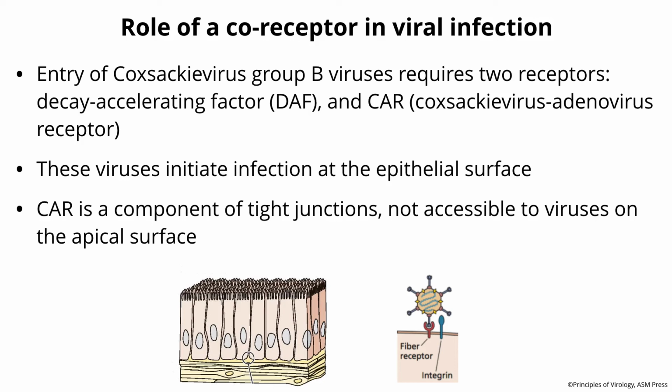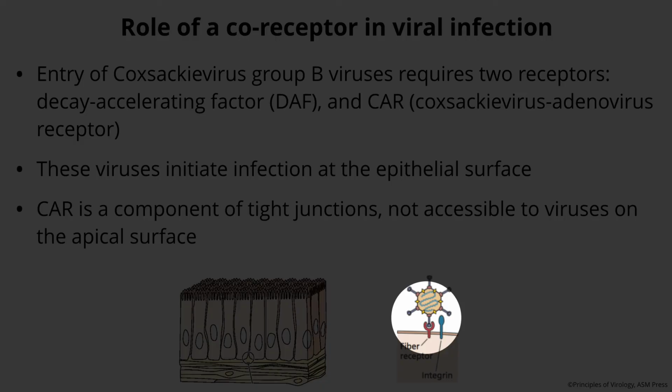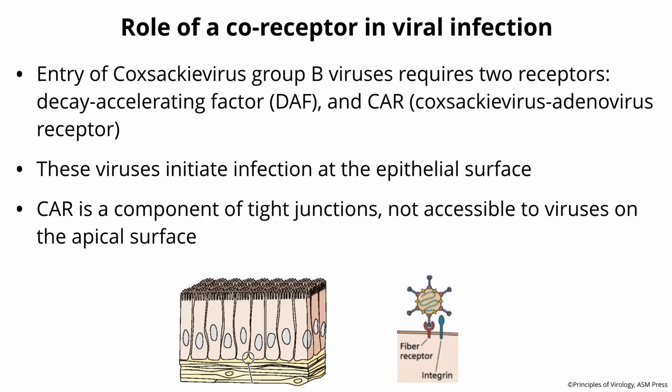This is Coxsackie virus entry. It needs two receptors. They're called decay accelerating factor, or DAF, and CAR. CAR stands for Coxsackie adenoreceptor because the CAR molecule is also required by adenovirus to bind. That's shown here. Now, both viruses initiate infection at epithelial surfaces, either the GI tract or the respiratory tract. And CAR is present in the tight junctions between cells.